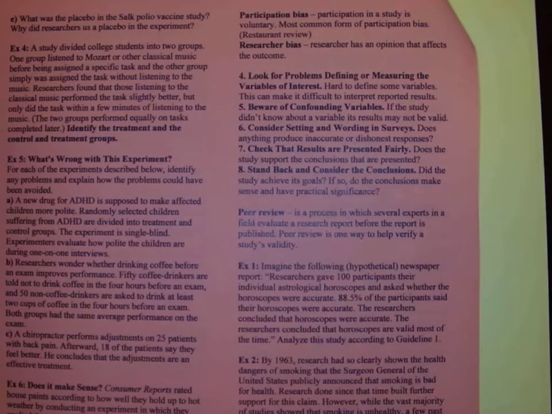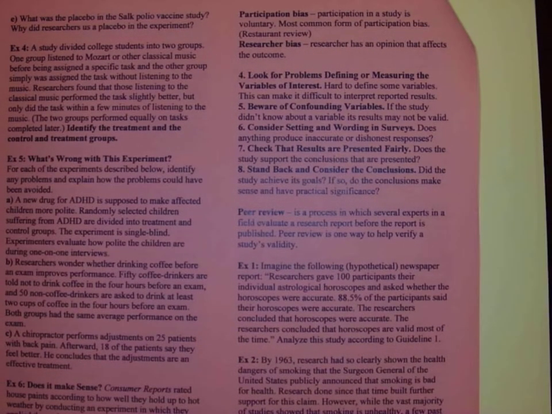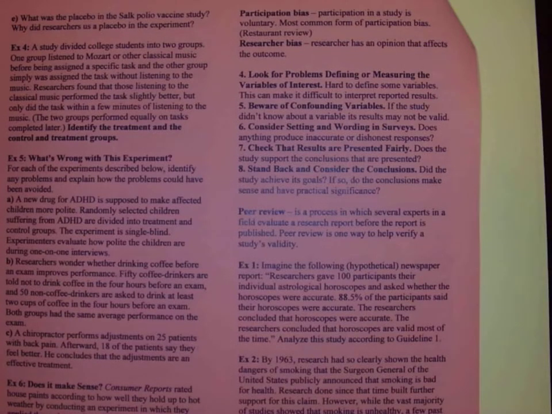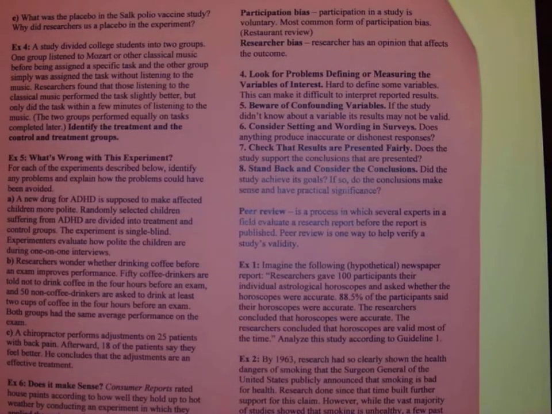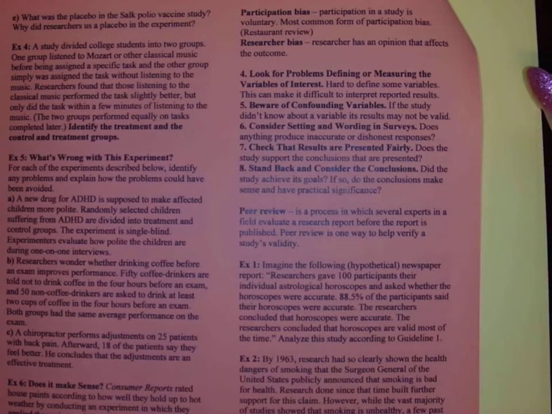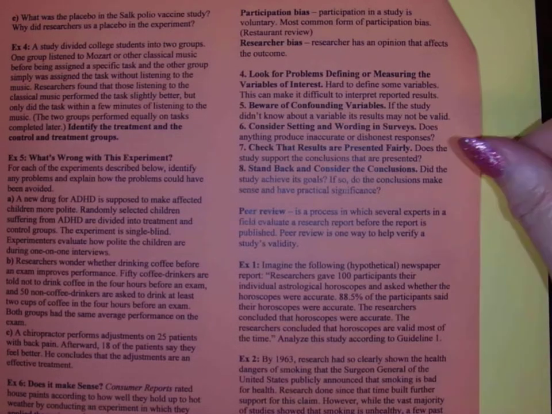Number 5 is beware of confounding variables. If the study didn't know about a variable, its result may not be valid. Number 6 is consider setting and wording in surveys. Does anything produce inaccurate or dishonest responses? Number 7 is check that results are presented fairly. Does the study support the conclusions that are presented? And then number 8, we have to stand back and consider the conclusions. Did the study achieve its goals? If so, did the conclusions make sense and have practical significance?